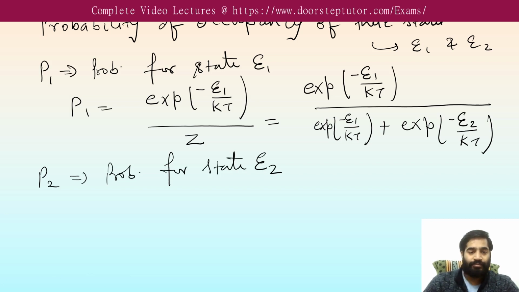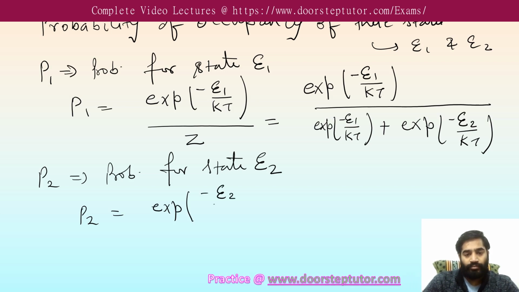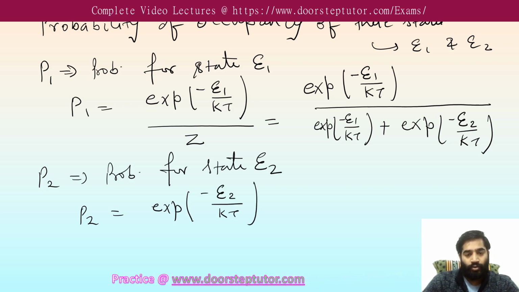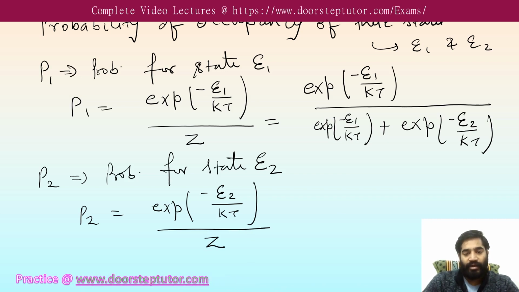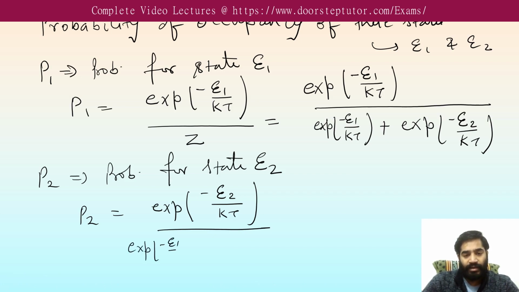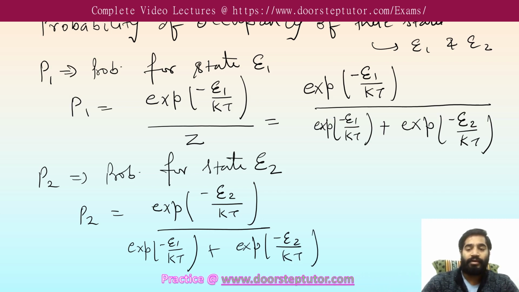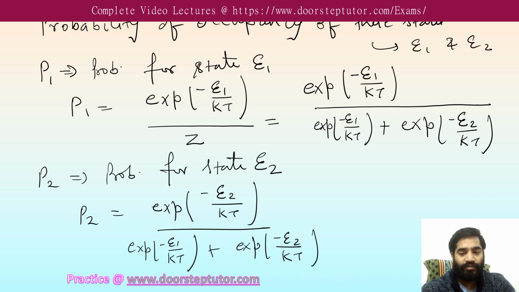For this, you can simply write it as exponential of minus E2 by kT over Z, and if I replace this Z value, I can write it as exponential of minus E2 by kT over exponential of minus E1 by kT plus exponential of minus E2 by kT. So this is your probability of the different occupancies of a state.